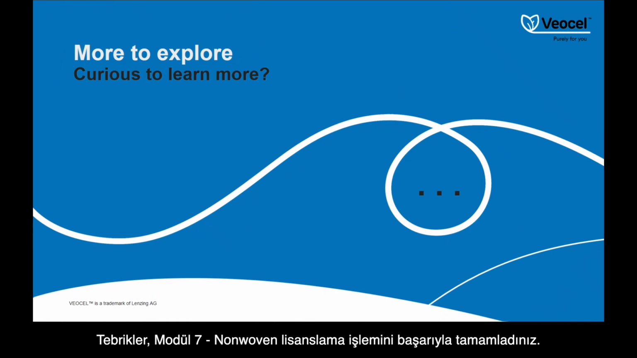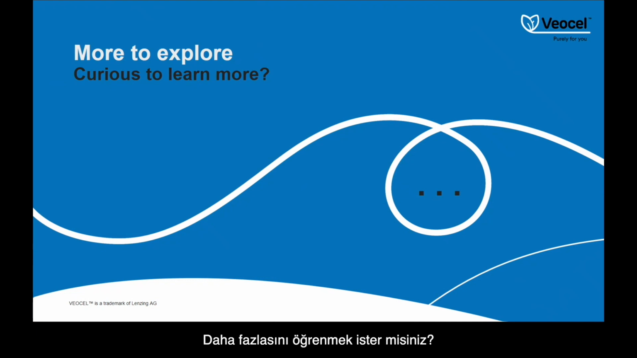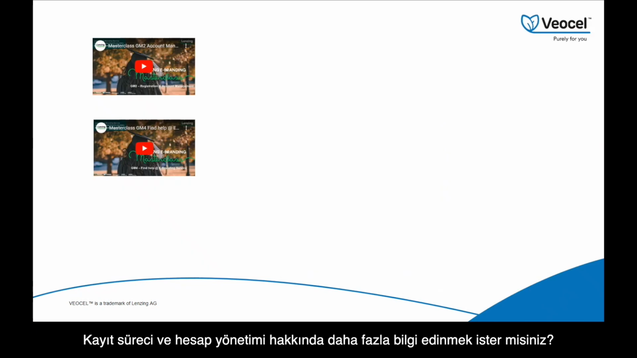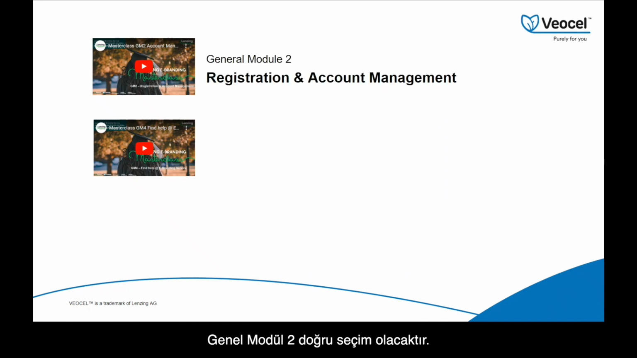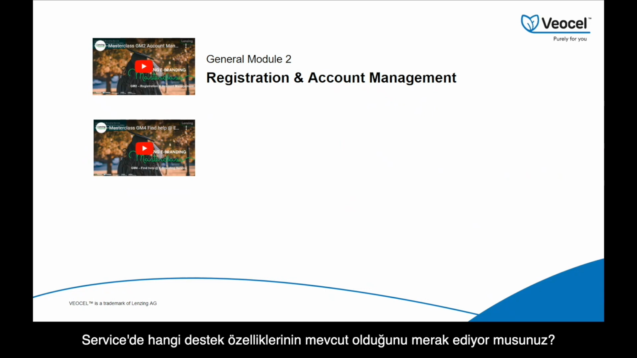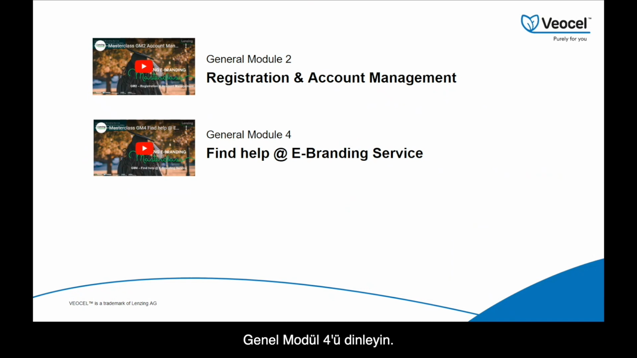Congratulations! You now successfully finished licensing module 7, Nonwovens. Curious to learn more? Would you like to know more about the registration process as well as the account management? General Module 2 will be the right choice. Are you curious to learn which support features are available at Lenzing e-branding service in case you need help? Listen into General Module 4.